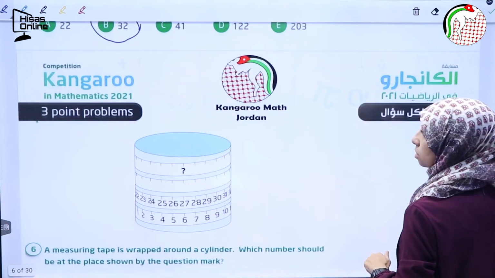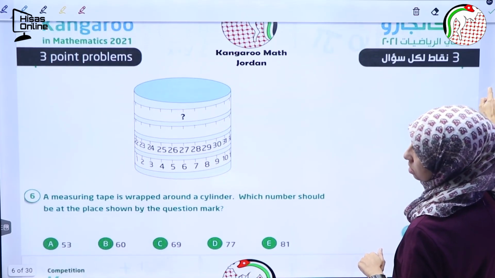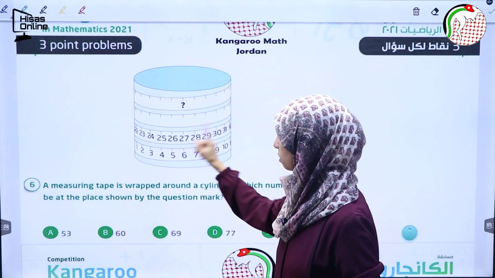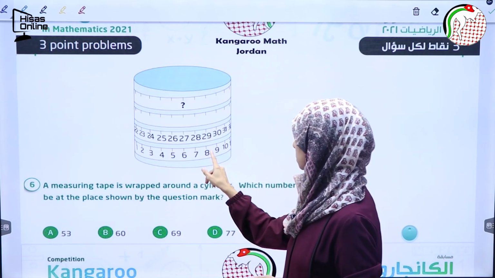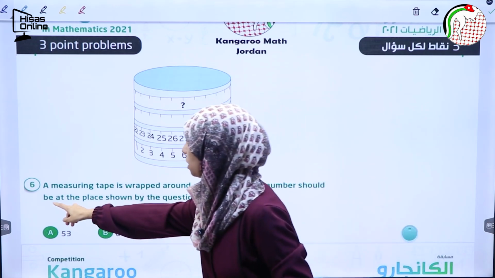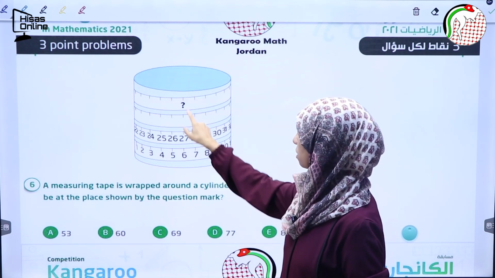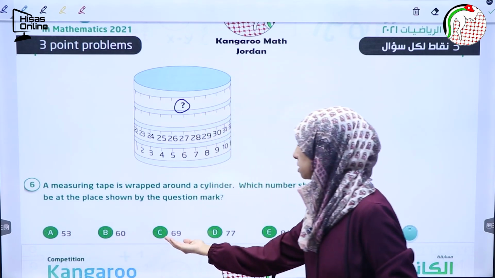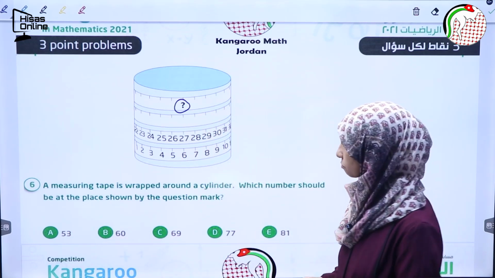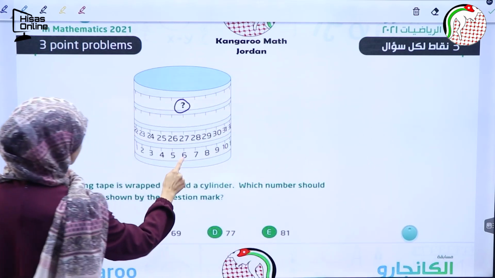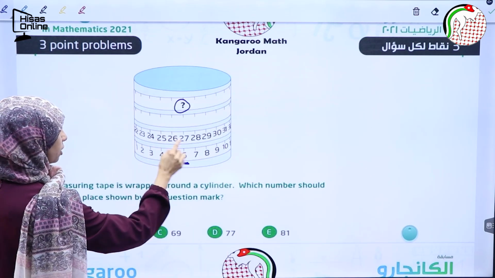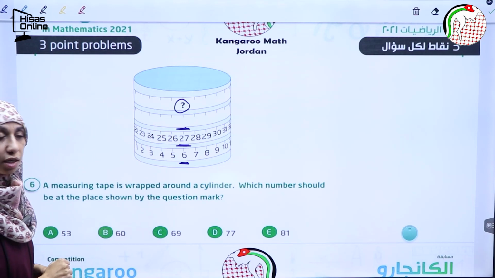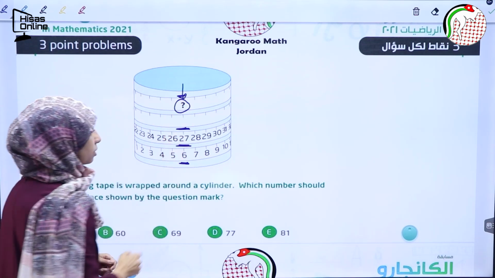Moving to question number 6. Now, here we have a measuring tape which is wrapped around this cylinder. Which number should be at the place shown by the question mark here? Let's see options: 53, 60, 69, 77, and 81. Let's see. 6 on the second round, 27. Then there must be a number here, and my targeted number must be here.